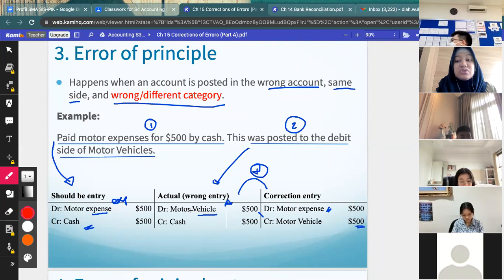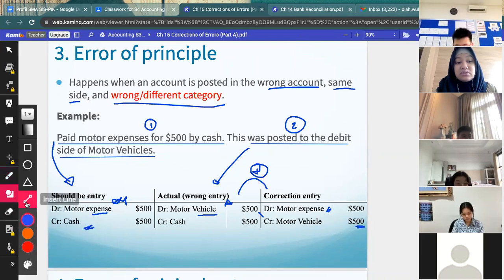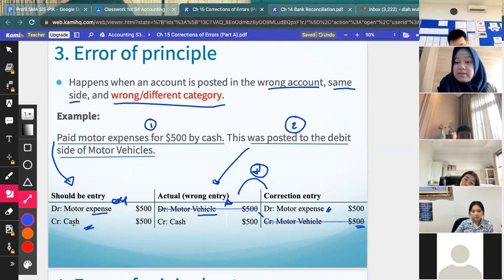In the "should be", there is no motor vehicle. So we need to cancel this motor vehicle. We need to erase this motor vehicle. How to erase that? By making an entry in the credit side with motor vehicle, 500. Once you make a credit entry of motor vehicle, now it is cancelled. It is now erased from the books, because motor vehicle is not in the "should be".